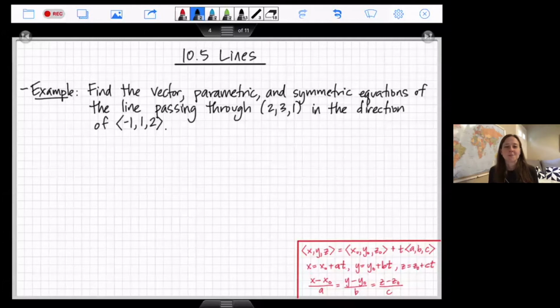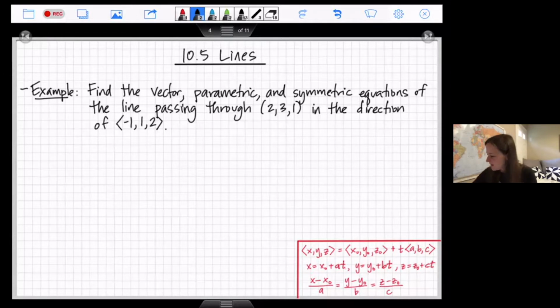All right, so let's just get some practice with finding equations of lines in 3D. I've got our vector, parametric, and symmetric forms of the equations of a line down in the bottom right corner in that red box, and we're going to find all three of them for this line, which is described to us as the one passing through 2, 3, 1 in the direction of -1, 1, 2.